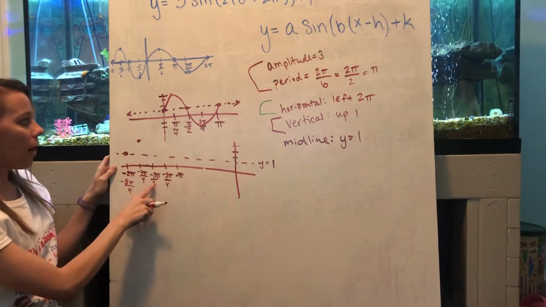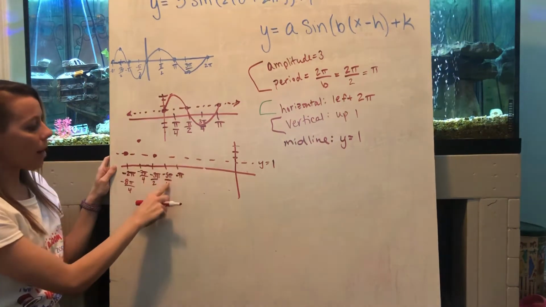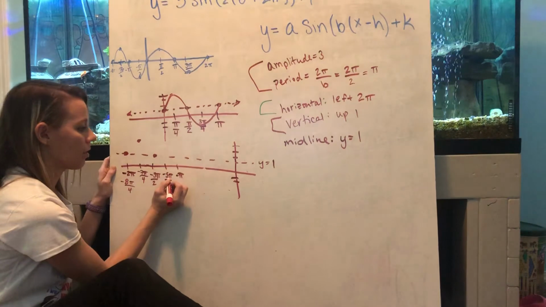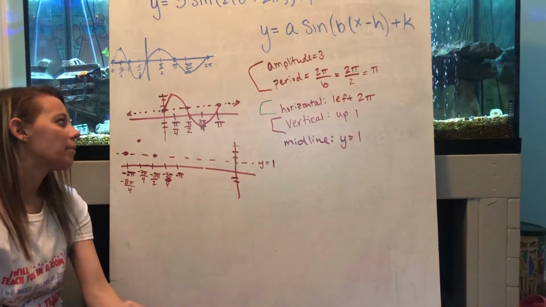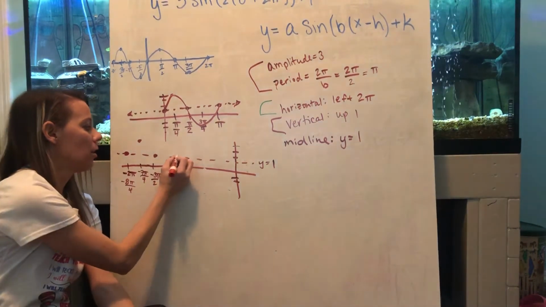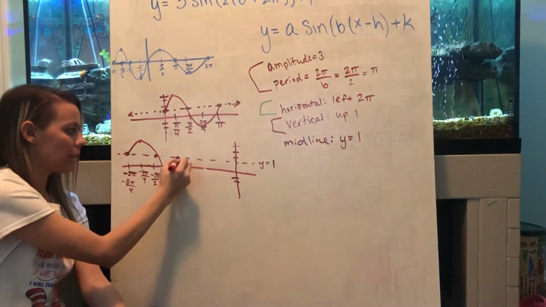Our negative 3 pi over 2 is at our midline, which is 1. Our negative 5 pi over 4 is at negative 2. It's at our minimum. Again, I'm going to draw a point over the number. And then our negative pi is at our midline, which is 0. So these are the points that I would be looking for to grade you.